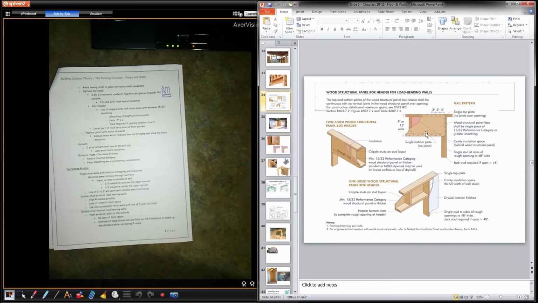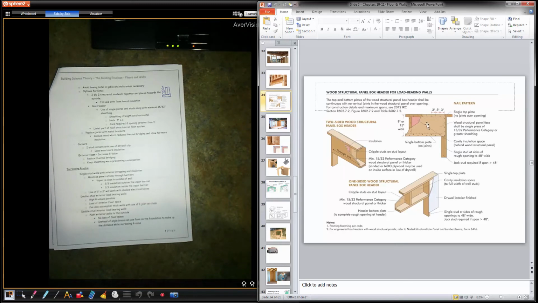Okay. Another option for a lintel is what they call a box header. So it's a top plate, bottom plate, and then studs. The key is the sheeting. The sheeting has to be 15/32 in thickness. So wood structural panel face shall be single pieces of 15/32 performance category or greater strength, and then they're nailed 3 inches on center. So 9 inches or 15 inches wide.